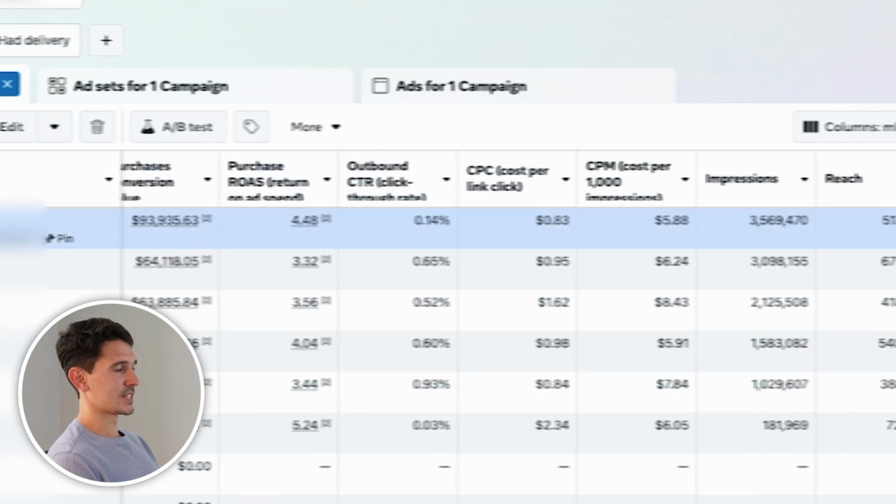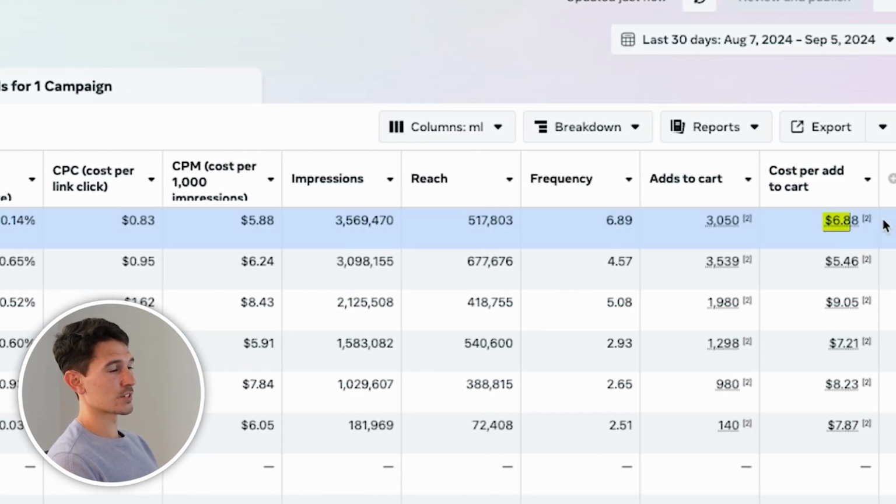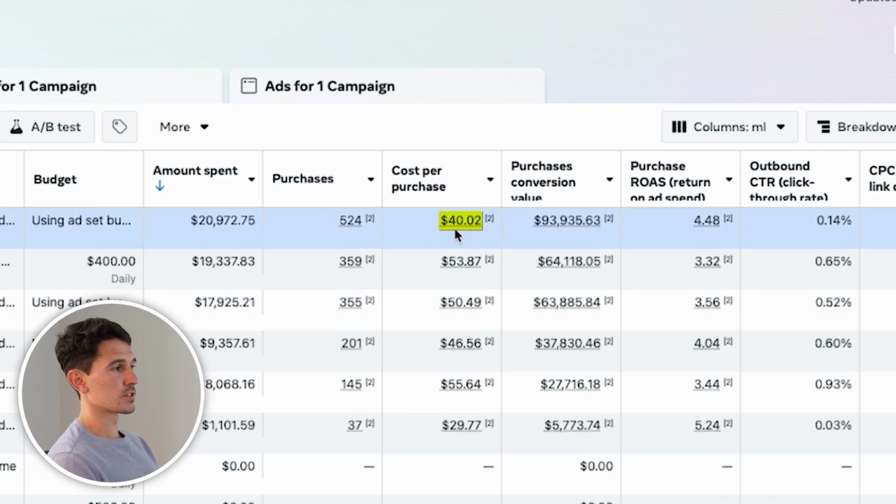For example, we have a $6.88 cost per add to cart here, and it's actually one of our most effective cost per purchases here. What you have to be a little bit careful of is if you're just starting out, you're not spending this much money, don't just look at add to carts as some sort of measure for success. It's just a guiding force, something I like to look at.